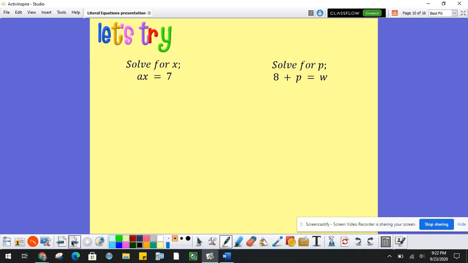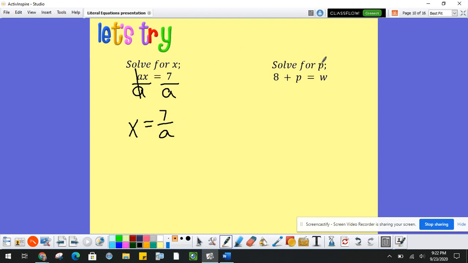We're going to try some more. While I'm looking at these, I notice that this one's asking me to get x by itself. So I say, well, what's happening to x? X is being multiplied by a. So I'm going to divide by a, cancel what can cancel, and I get x equals 7 divided by a.